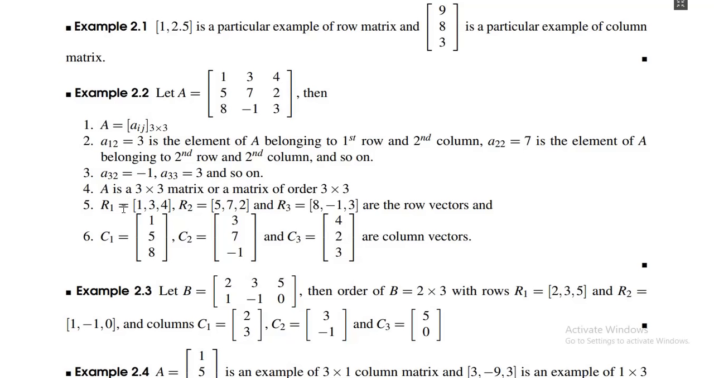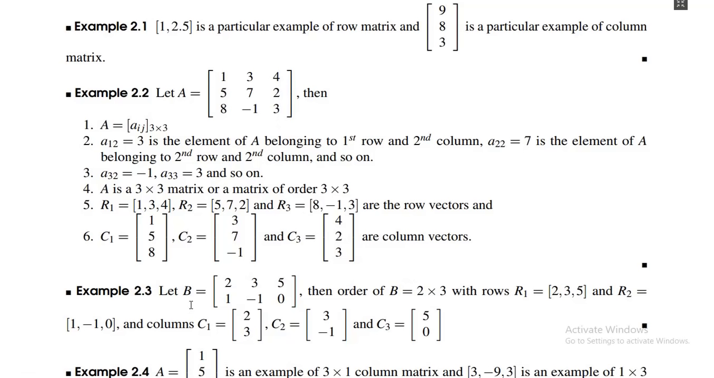Now list row 1. The row 1 of matrix A is the whole first row, which is 1, 3, 4. Row 2 is 5, 7, 2. Row 3 is 8, minus 1, 3. These are the row vectors. Column 1 of matrix A is 1, 5, 8. Column 2 is 3, 7, minus 1, and column 3 is 4, 2, 3. These are the column vectors.